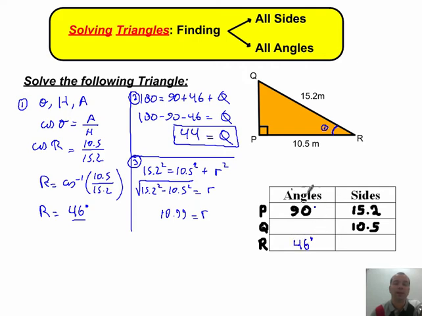46 degrees. Okay. Next, I said, well, if I have this angle and that angle, I know that the inside angles of a triangle add to 180. So 180 is equal to 90 plus 46 plus Q. So therefore, we could solve for Q to be 44. And that was very nice and straightforward.